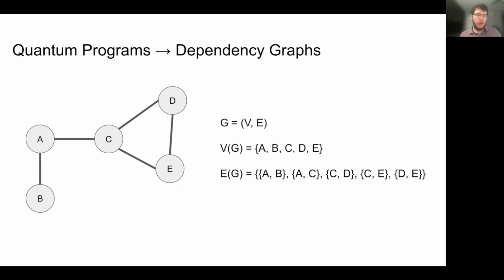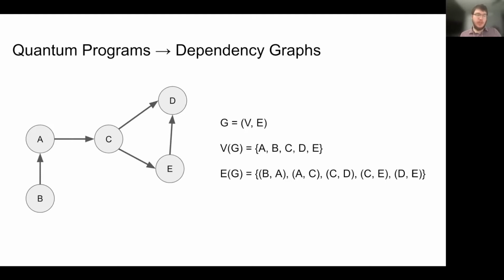Let's quickly recall a graph's data structure. A graph G is this pair V and E, a set of vertices and edges. Where in a simple undirected graph, the edges are sets with two vertices. Here E of G has, for example, {A, B}, indicating there's an edge between vertex A and vertex B. In a directed graph, however, the edges are ordered pairs, (U, V), where the edge begins at U and ends at V.